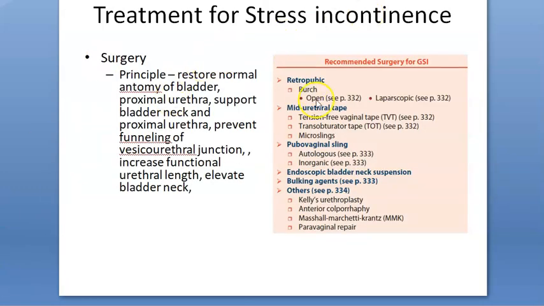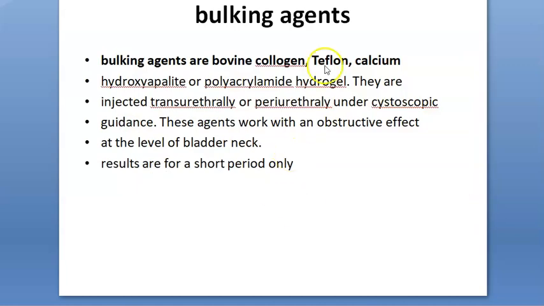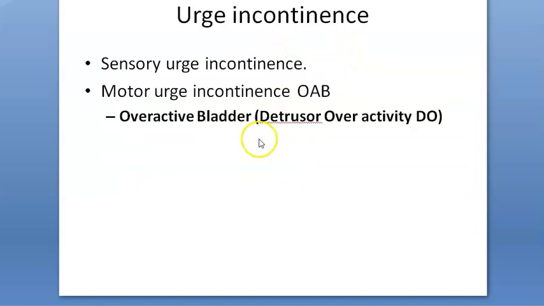Stress incontinence has so many surgeries. You have the retropubic, that is the Burch surgery. Mid-urethral tape is there, sling is there. Neck suspension, endoscopic bladder neck suspension, bulking agents. So bulking agents means you will use collagen, Teflon.